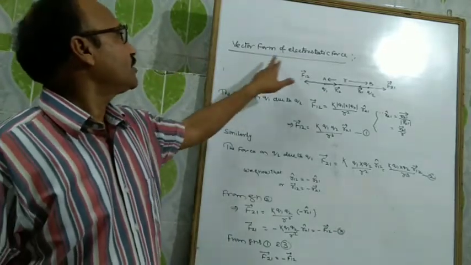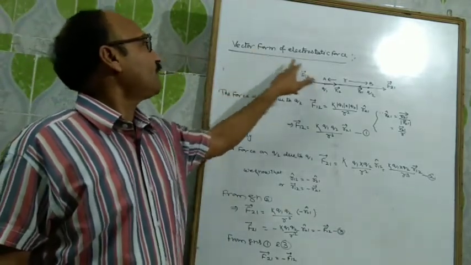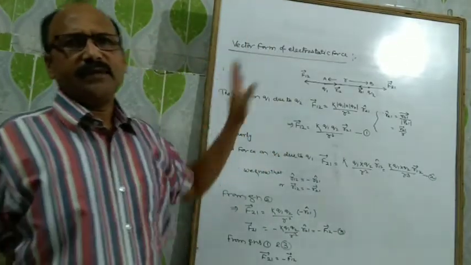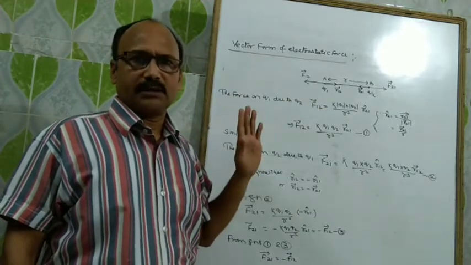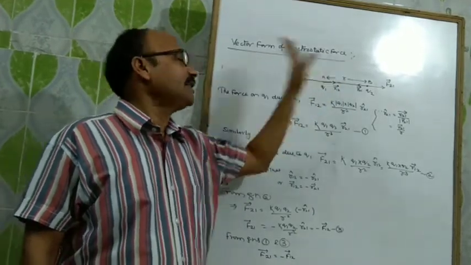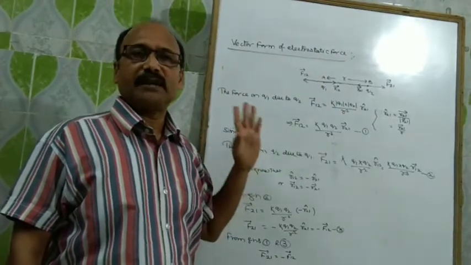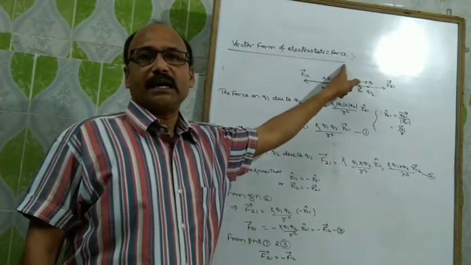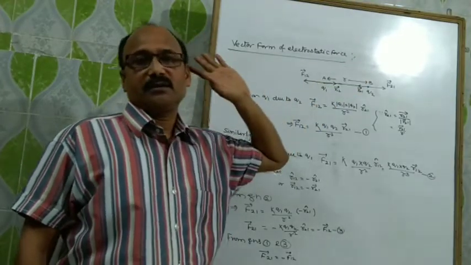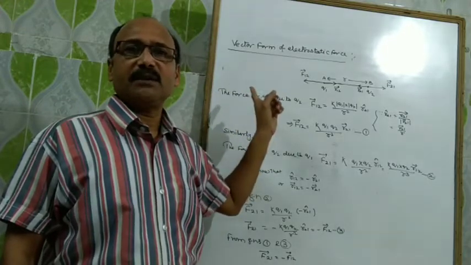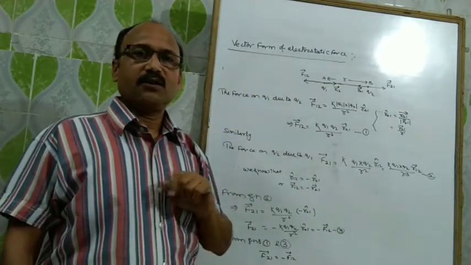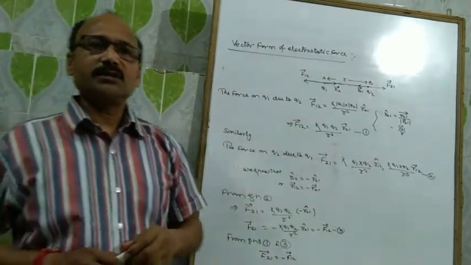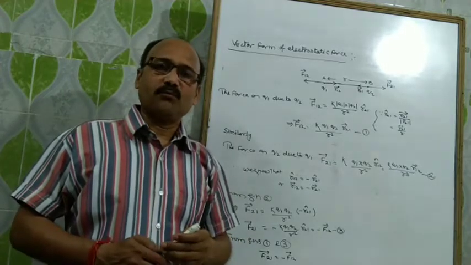After this, we have to study about the vector form of electrostatic force. This derivation is not so important, but there is an important question here. With the help of this derivation, we have to prove whether Coulomb's law obeys Newton's third law of motion. This question is very important for the board exam because it has come so many times in the board exam.